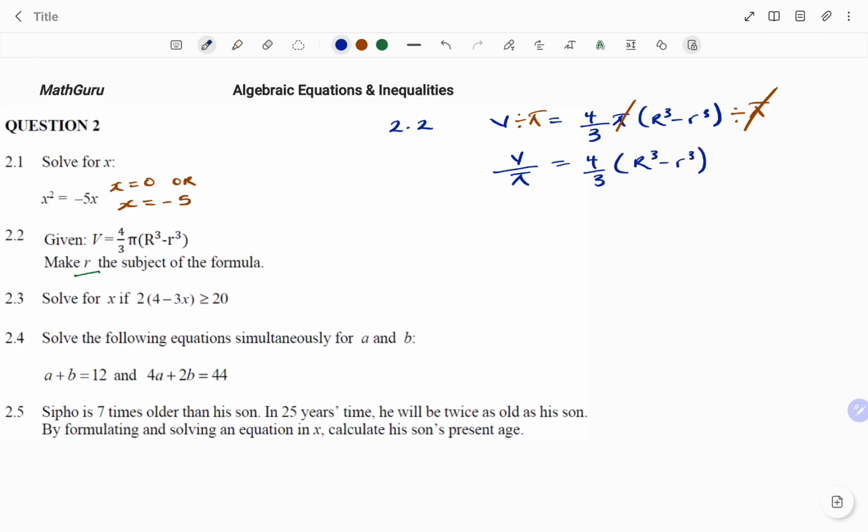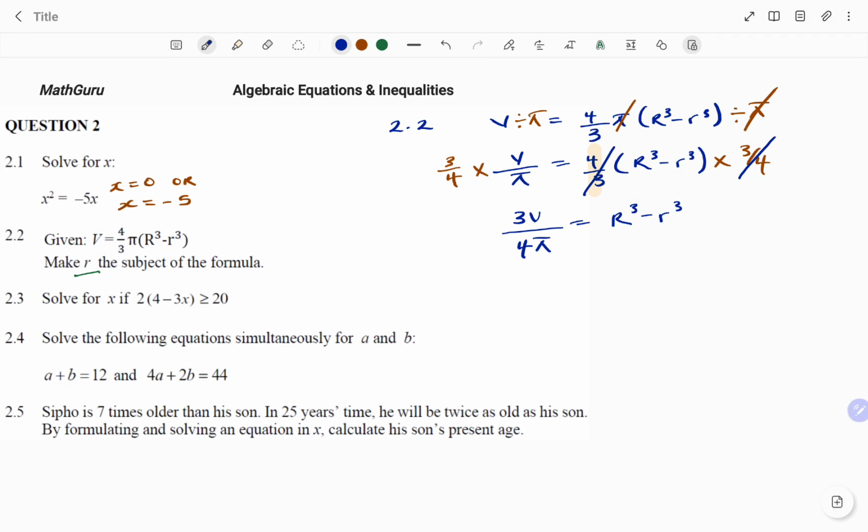Then the next step is to get rid of my 4 over 3, and that's multiplying both sides by the inverse of 4 over 3. So I have on my left hand side times 3 over 4, and on my right times 3 over 4. That's equal to 3V over 4 pi equals, I have my 4 over 3 multiplying 3 over 4, that will give me 1. I'm left with R cubed minus r cubed.